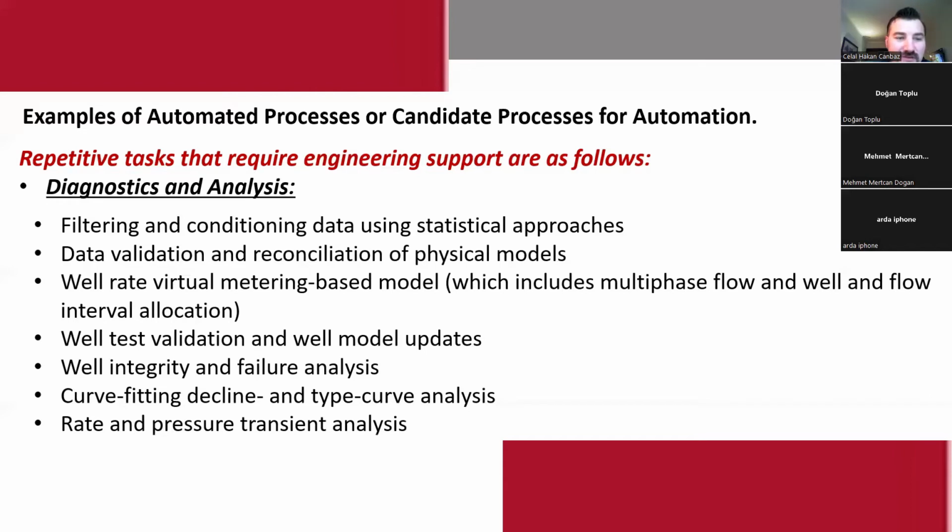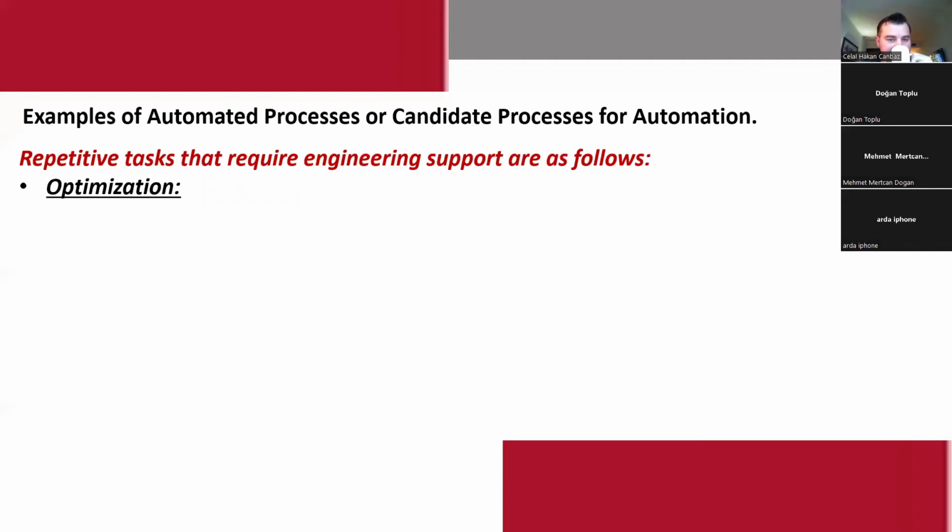Well test validation and well model updates, another one. Well integrity and failure analysis, another one. Curve fitting, decline and type curve analysis, which we are already familiar with from well testing, is another part of that. And rate and pressure transient analysis, again a part of well testing, is another one that we need. These are the repetitive tasks requiring engineering support, okay? All right, so another one, the optimization stage, where again we are in the engineering support type.